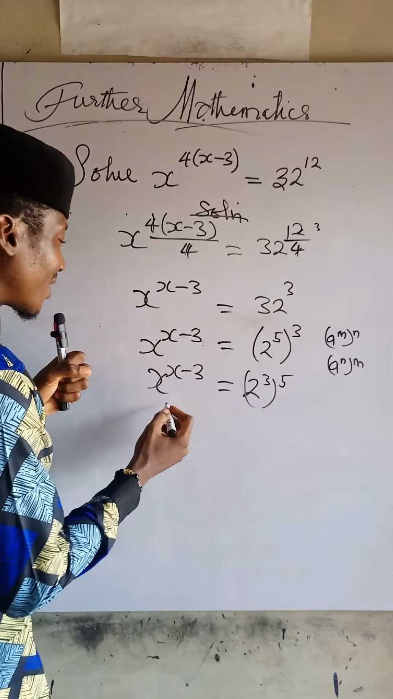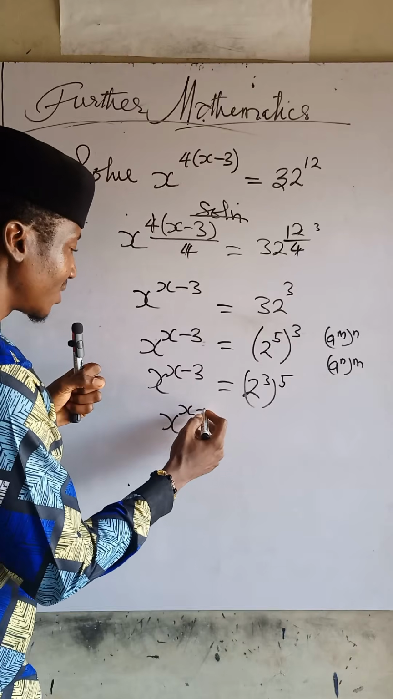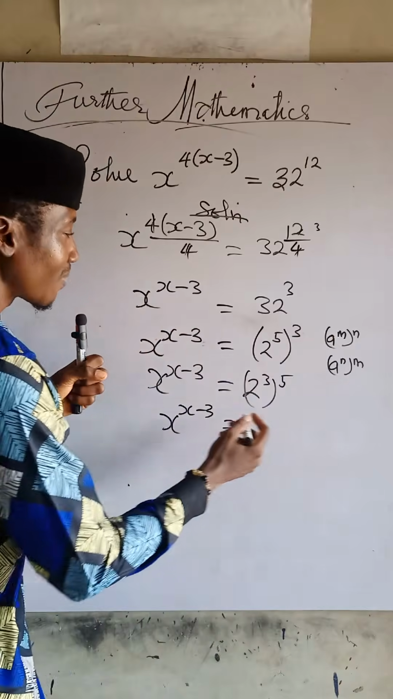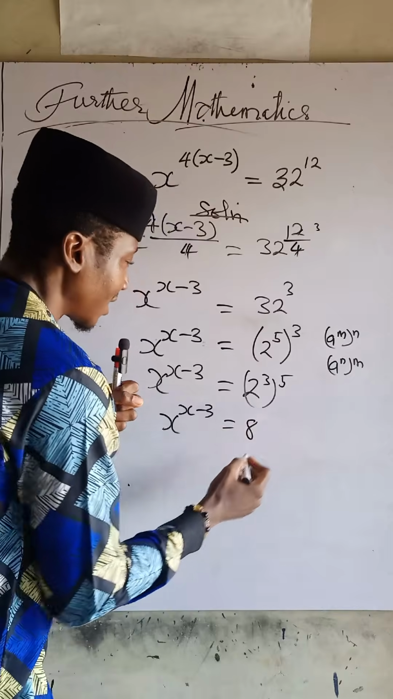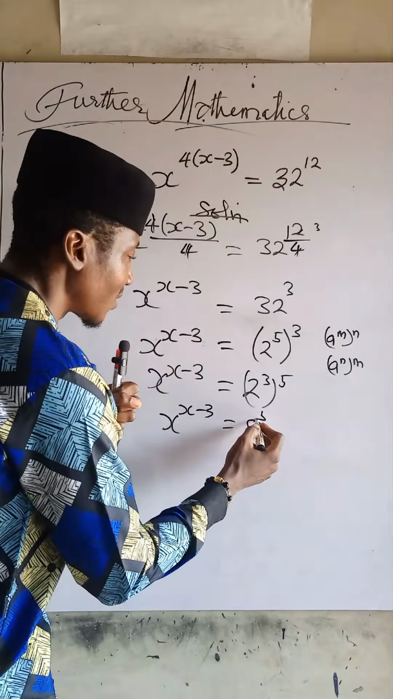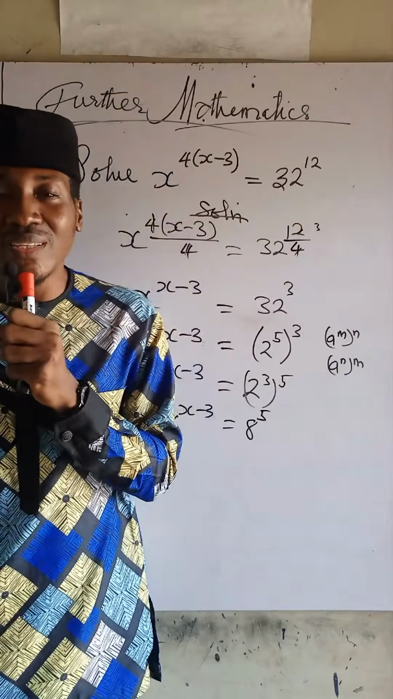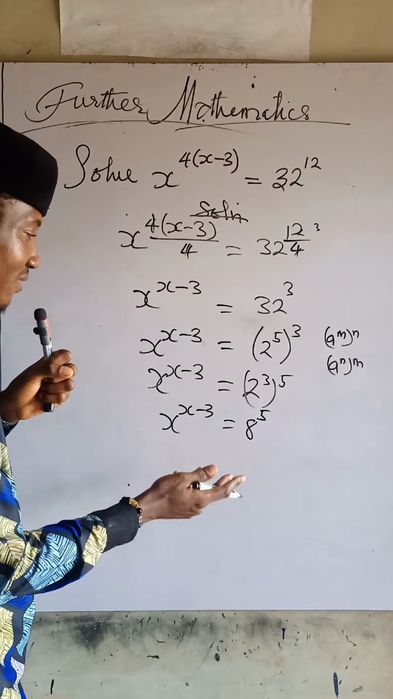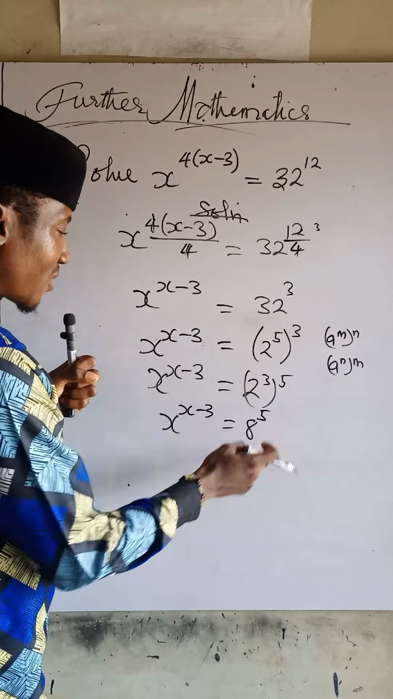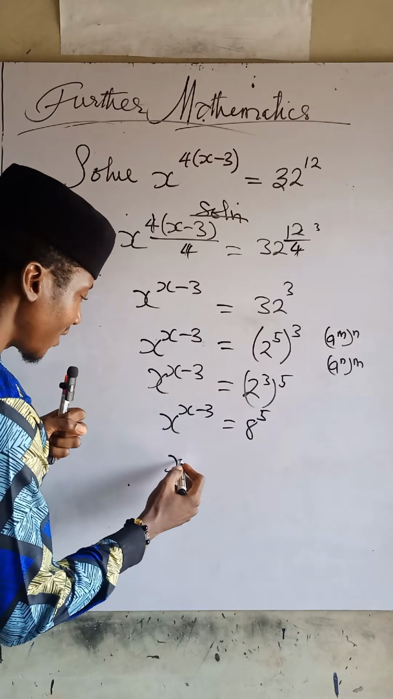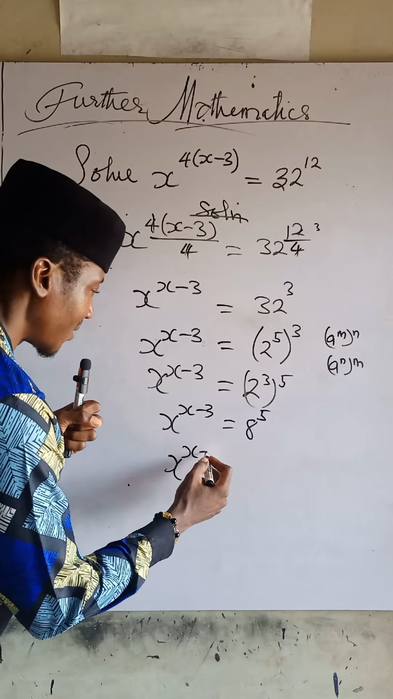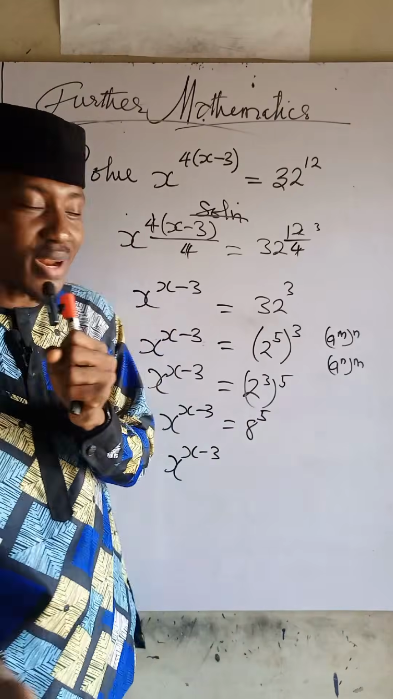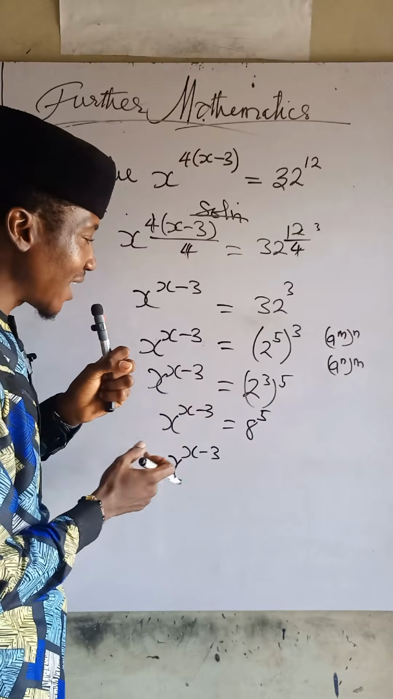That will now give us an opportunity to simplify this into 2 raised to the power of 3, which is 8. That is 2 in 3 places, then raised to the power of 5. At this stage it becomes a bit complicated, but there's a way to solve it. We have x minus 3 and we have 5 here. So if we have x raised to the power of x minus 3, we need to have 8 here so that it will align with this one.